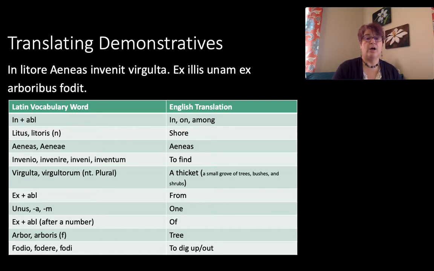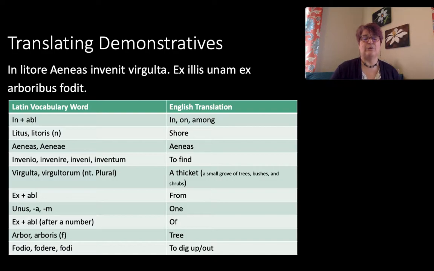In litora, on the shore, Aeneas invenit virgulta. Aeneas found a thicket. Ex illis, from it or from that, either makes sense. Fodit, he dug, unam, one, ex arboribus, of the trees. How did I know to move from illis right to fodit? Because unam is in the accusative case and it can't be used as a subject. And then I've got a prepositional phrase, so the only place I'm going to find a subject is with my verb based on the ending. And that's why I moved after illis right to fodit.